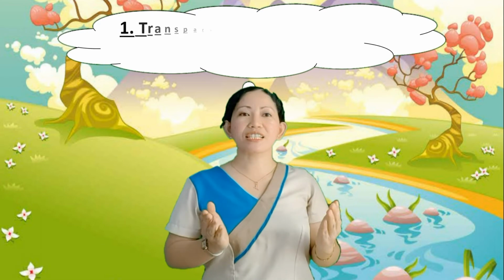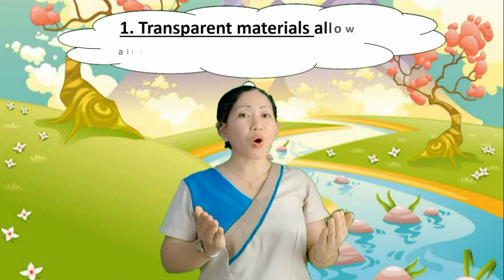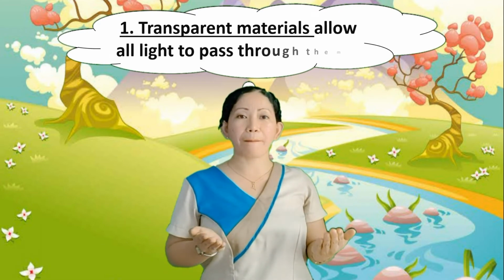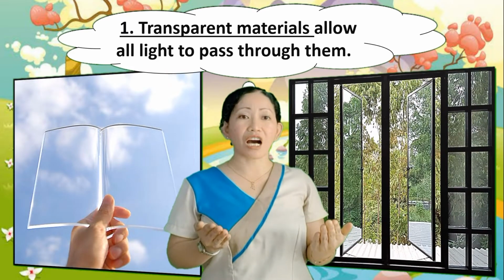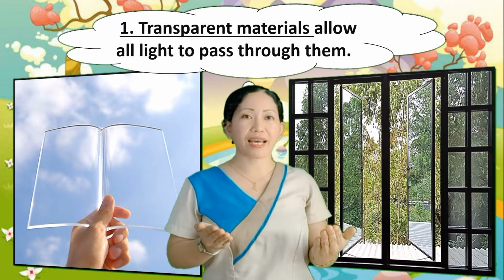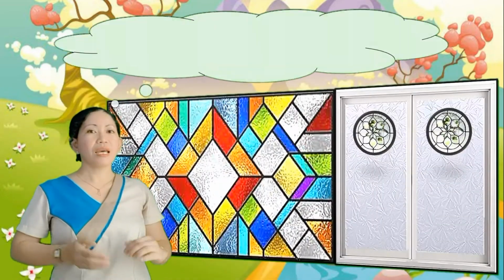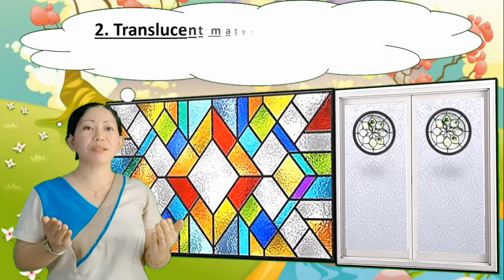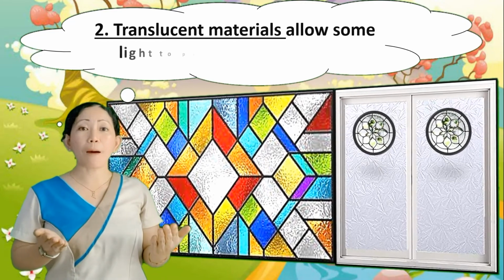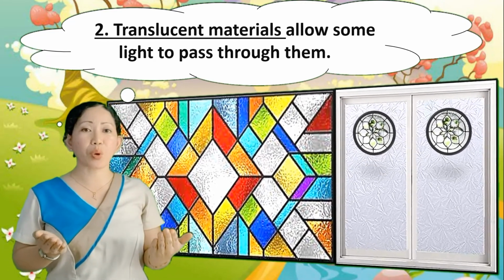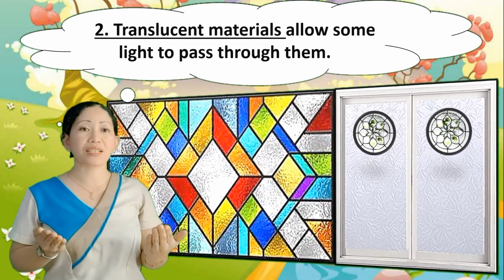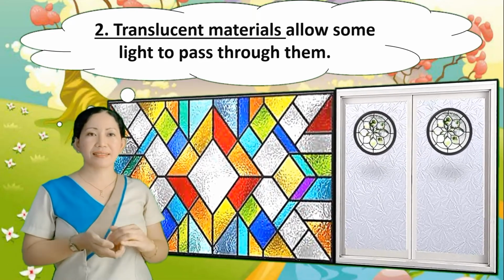Number 1. Transparent materials allow all light to pass through them. Clear plastic and glass windows are examples of transparent objects. Number 2, translucent materials allow some light to pass through them. Stained glasses and frosted windows are examples of translucent objects.